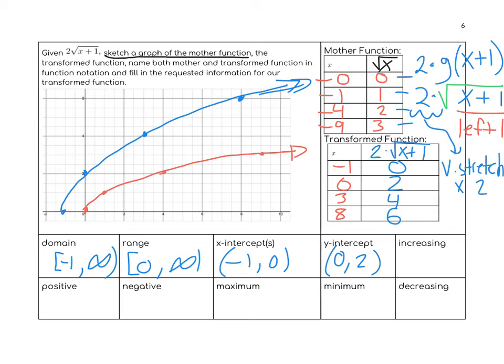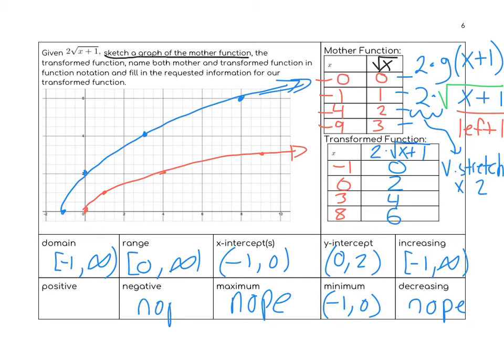It is increasing for its entire domain, so it's going up and to the right the entire time. That's -1 to infinity. It's never decreasing. Its minimum is at (-1, 0). And it doesn't have a maximum because it keeps going up forever. It's never negative because it's never below the x-axis, and it's positive the whole time, so -1 to infinity.